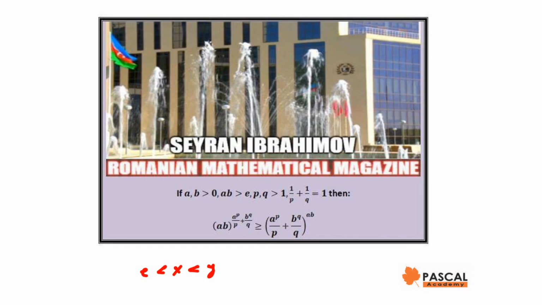and x is smaller than y, then x to the power of y is greater or equal than y to the power of x. We call it a star.